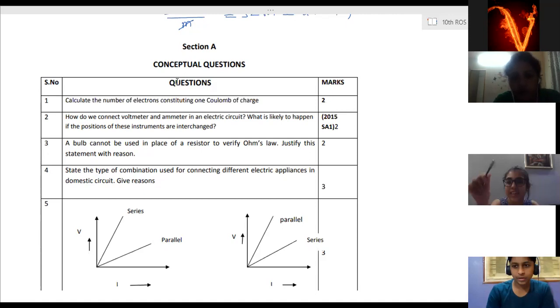Ma'am, actually, this question was there in my paper. Then what is the heating effect of electric current or Joule's law of heating?